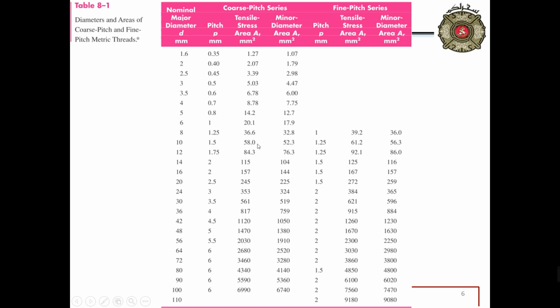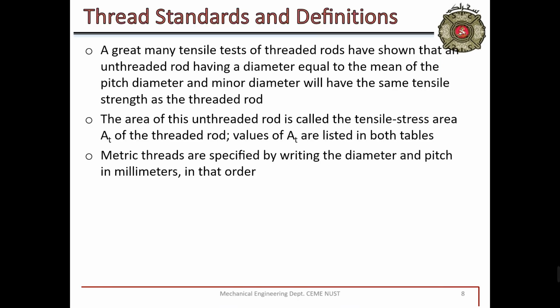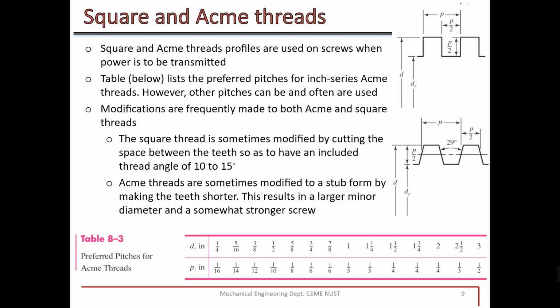What is tensile area? It is an equivalent solid bar area. This area is larger than the minor area and smaller than the major area. It is an equivalent area for which we can calculate the stresses applied on a bolt. Similarly, Table 8.2 deals with the unified screw series for the inch series. Then we had some definitions. Then we studied square and acme threads. Table 8.3 gave us the standard dimensions, the standard diameters of bolts.